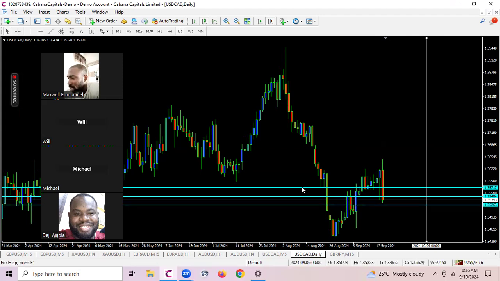That is what I think would play out on USD card. So if this gap gets filled and a valid bullish reversal pattern forms after this gap gets filled, then you could consider buying. You could consider buying, okay?